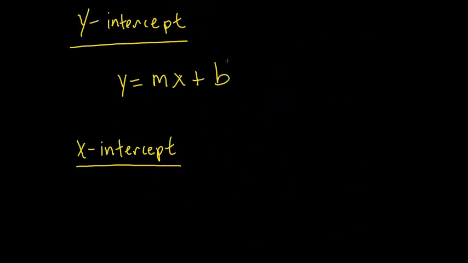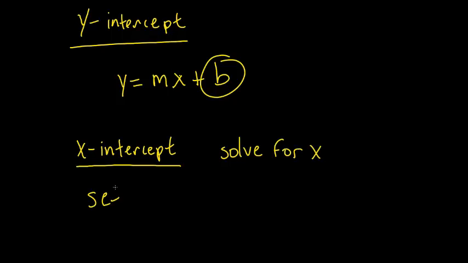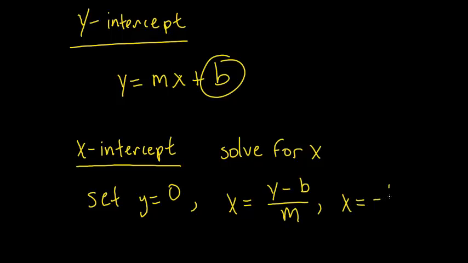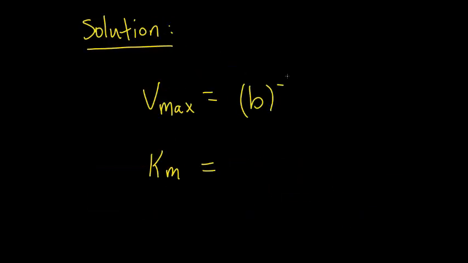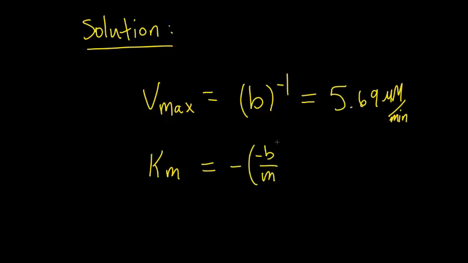The y-intercept will be the b in the y equals mx plus b linear equation the computer displays. To find the x-intercept, set y equal to 0 and solve for x. Remember, doing it analytically first is less messy. Once you have these values, take the appropriate inverse or negative inverse, and there you have your Km and Vmax. Now take a moment to try these practice problems.